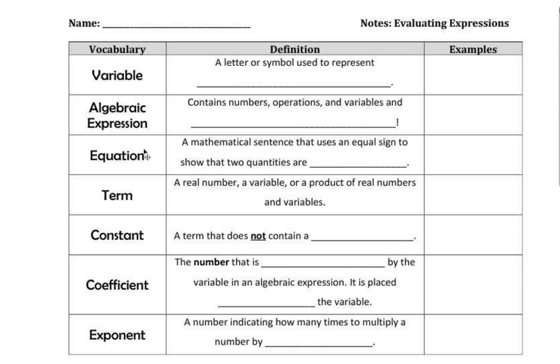A variable is a letter or a symbol used to represent an unknown value. So we are going to write an unknown value on the line. So we can think of variables as those letters that we see in math problems. An example of a variable would be x, a, y, any one of the 26 letters in the alphabet.